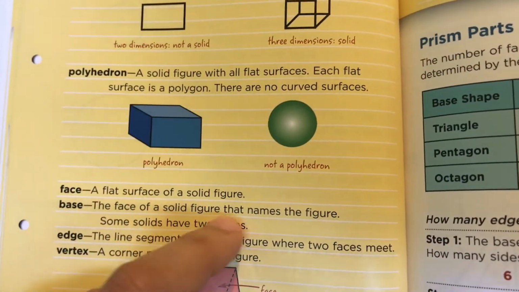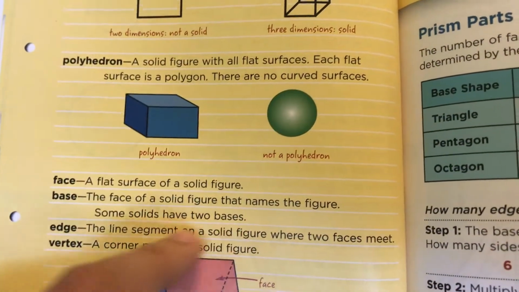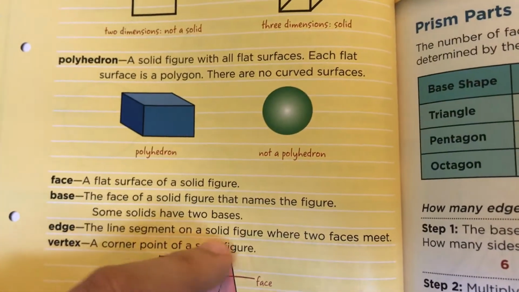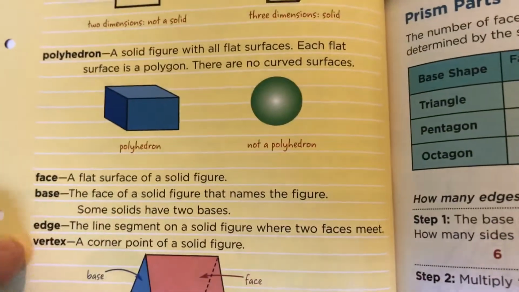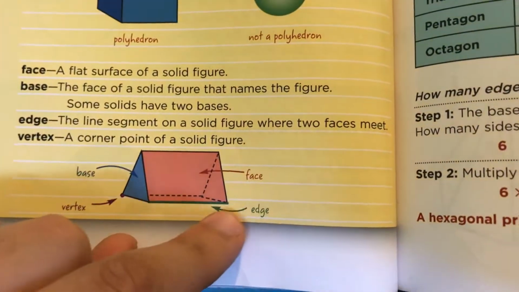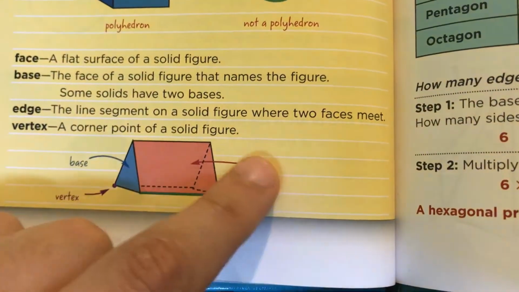Base: the face of a solid figure that names the figure. Some solids have 2 bases. Edge: the line segment on a solid figure where 2 faces meet. Vertex: a corner point of a solid figure. Vertex, base, face, edge.